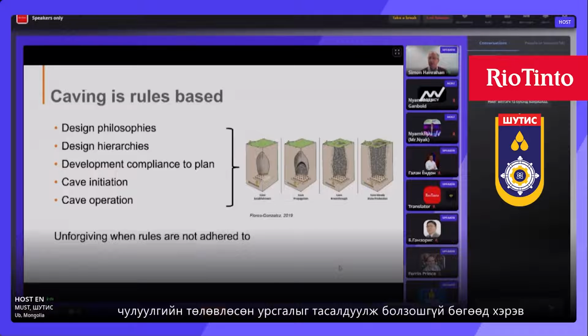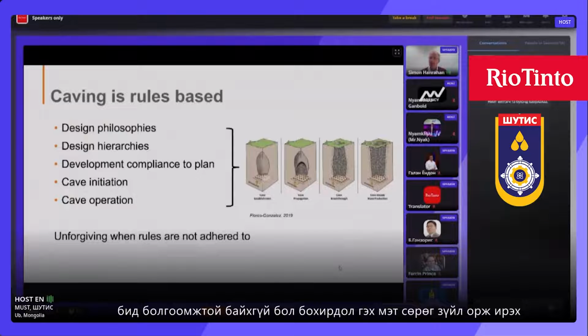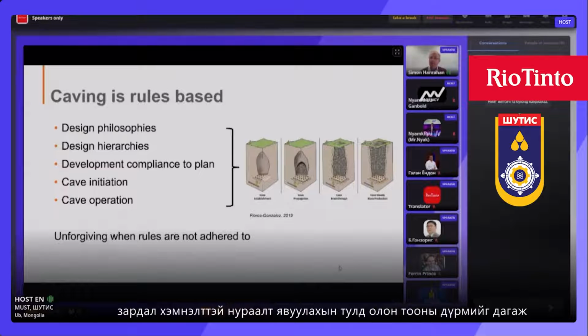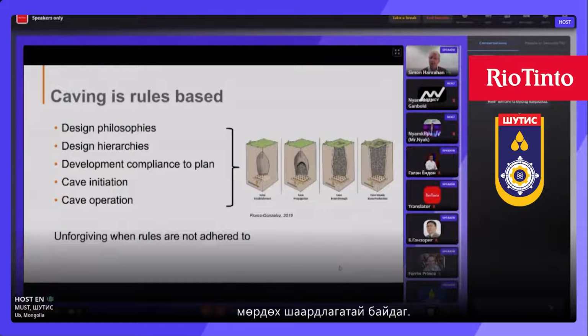And then through to cave operation, where essentially we want the broken rock to evenly draw down across the whole cave volume. We don't want uneven draw, because that may disrupt the planned flow of rock, and we could get negative things coming in like dilution if we're not careful. So even when we're in operation, we still have to follow a number of rules to make sure that we have a sustainable and cost-effective cave.